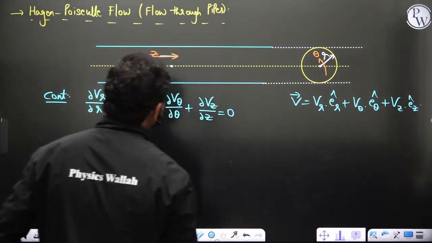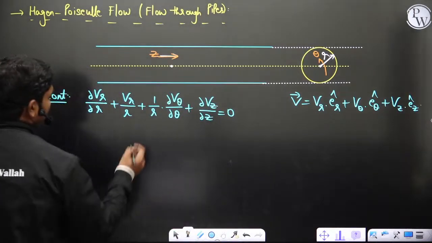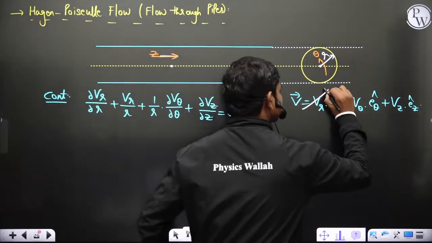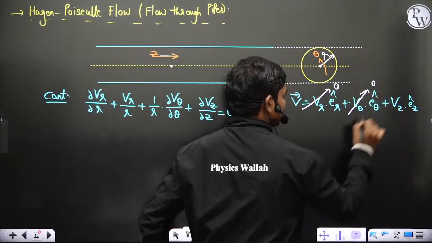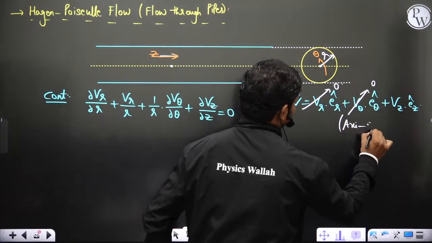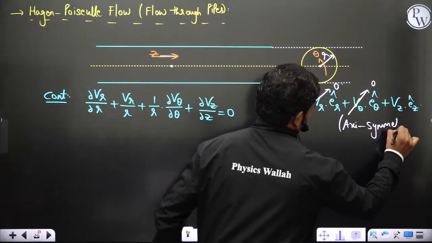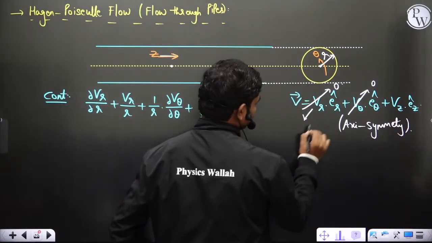Now let us see. So this is for continuity, and clearly in this case Vr is 0 and V theta is also 0. This is basically from axisymmetry, and this is due to the physical boundary.